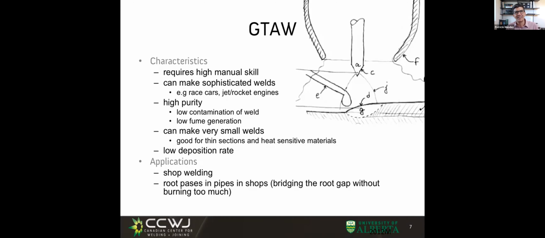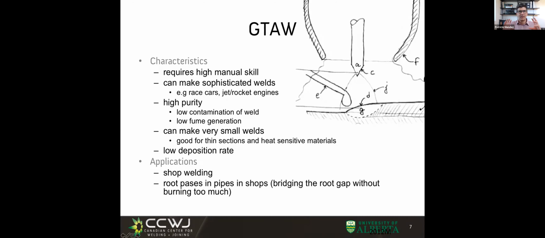So this is the scalpel. Make small, very sophisticated welds. And where do you use it? Race cars, most welded parts are TIG welded. Suspension parts, for example. Jet engines, rocket engines, those are TIG welded, right?